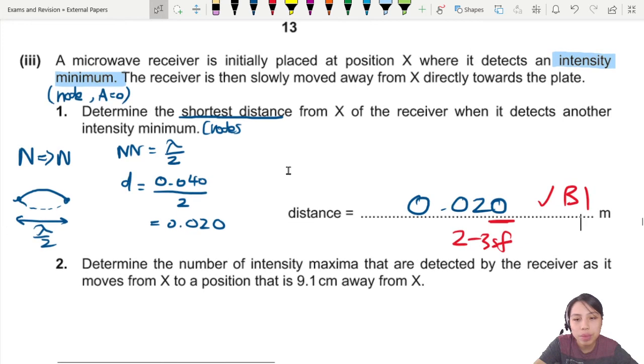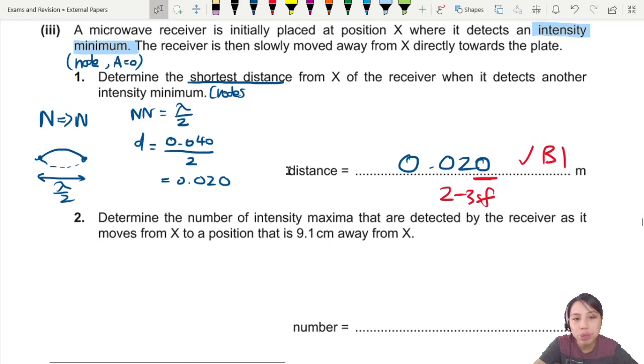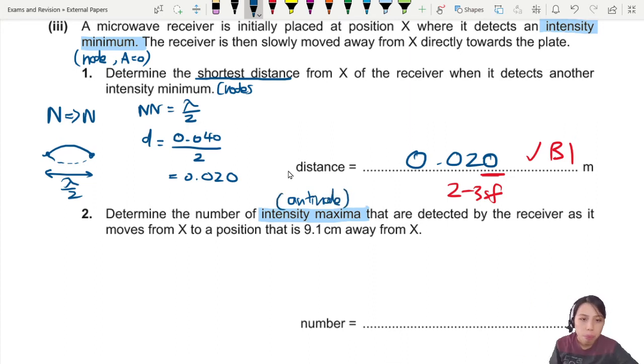Okay, part 2. So determine the intensity maxima that are detected as it moves from X to 9.1 cm. How many intensity maxima are there? This intensity maxima refers to antinodes, where the amplitude is the largest. So we know the distance between a loop. How many are there in total?